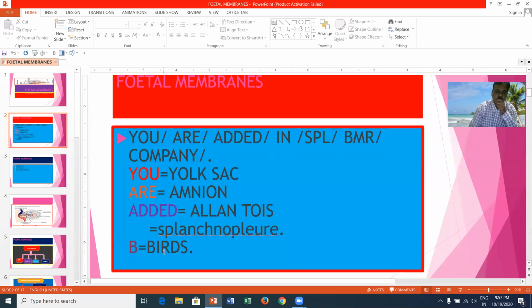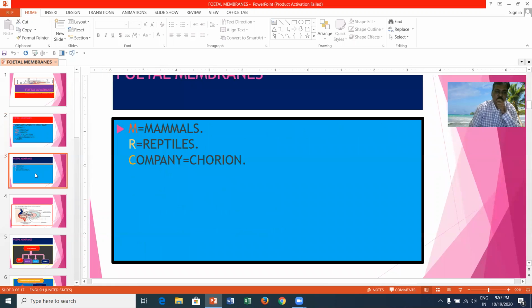Here, the BMR means birds, mammals, reptiles, and the company means chorion. The amniotes, the birds, reptiles, and mammals are rightly called amniotes because they contain the amniotic fluid as well as amnion. That's why they are called amniotes. They contain the fetal membranes. The remaining fishes and amphibians do not show any amnion and other fetal membranes. That's why they are called anamniotes.